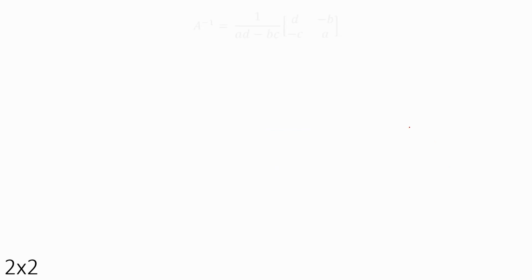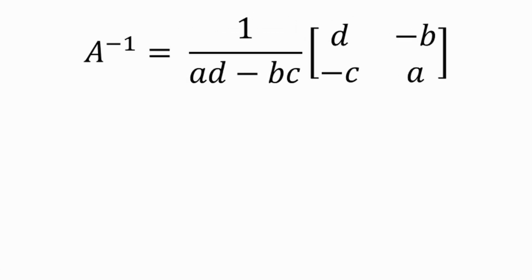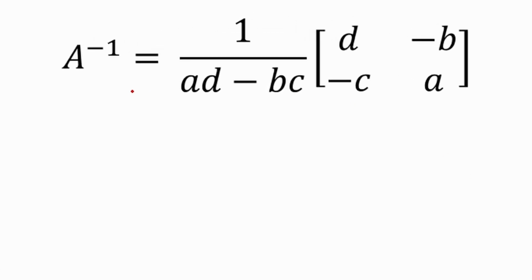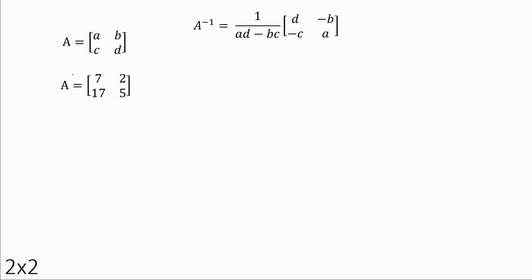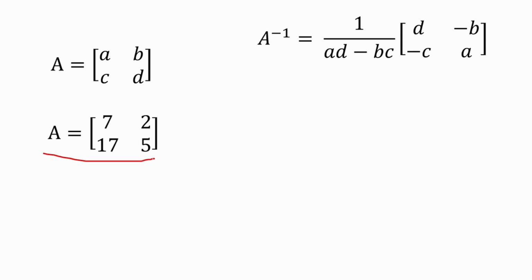Now I will just explain how to find the matrix inverse. So this is the formula to find the inverse of a 2 by 2 matrix. Let's assume that we have this matrix right here, matrix A of 7, 2, 17, and 5. First, we just need to insert the elements of the matrix. For example, A is 7, B is 2, C is 17, and D is 5. Then D is 5, negative B is negative 2, negative C is negative 17, and then A is 7.